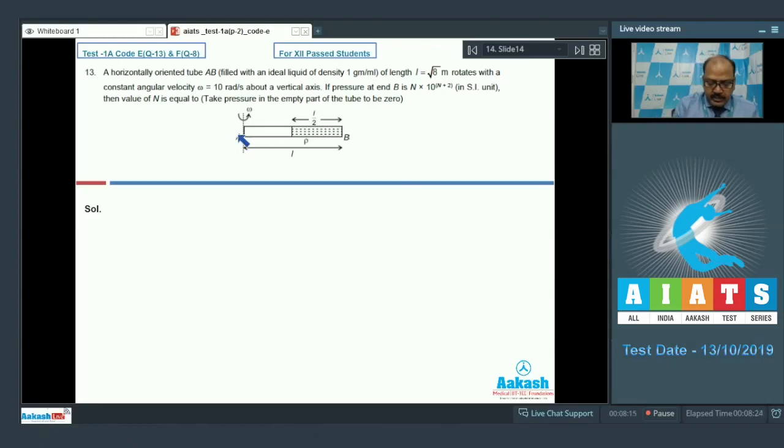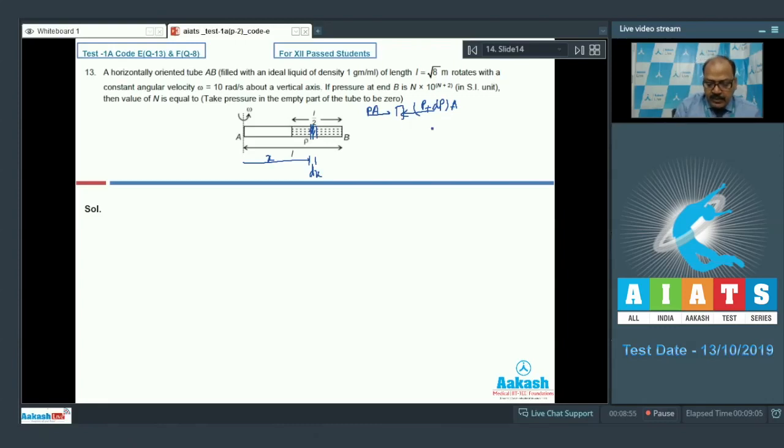So what we do is, we take an element of liquid of length dx and at distance x from the axis. So this part has length dx, and we consider motion of this element of the liquid. Now on this liquid, if the pressure is P at distance x, so that means the force is P into area, and here the pressure is P plus dP, so here the force is P plus dP into area of cross section.